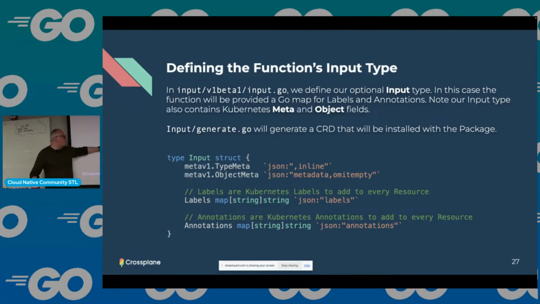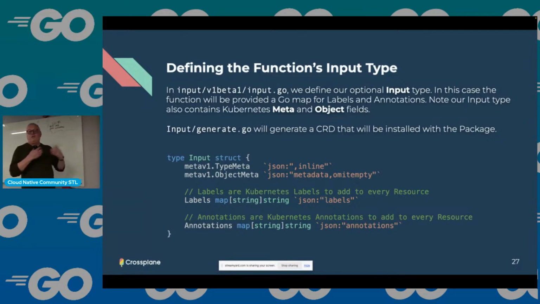Labels and annotations in Kubernetes are just a map of strings. So if you don't know Go, this means that this is like a hash map. The key is a string, and the value is going to be a string, right? So we're just saying every single label here is going to have a key and a value, right? It's going to be a map of those. So that's the input that we define. So the user who's using this function is going to say what labels and annotations they want to add to each resource.